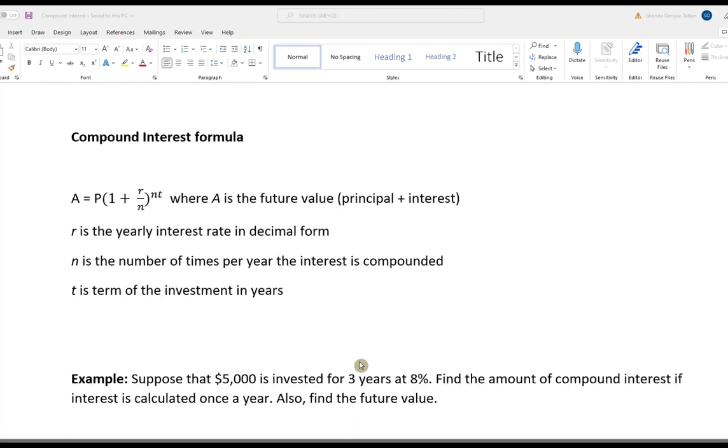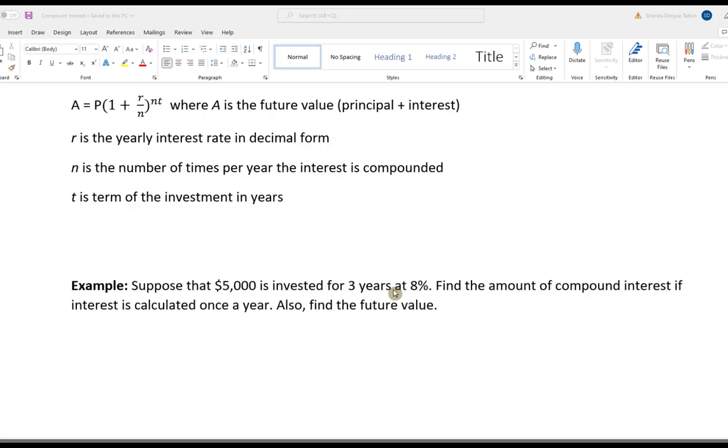So this is the compound interest formula. A is equal to P times 1 plus R over N raised to the N times T. A is the future value. R is the yearly interest rate in decimal form. N is the number of times per year the interest is compounded. And T is the term of the investment in years.